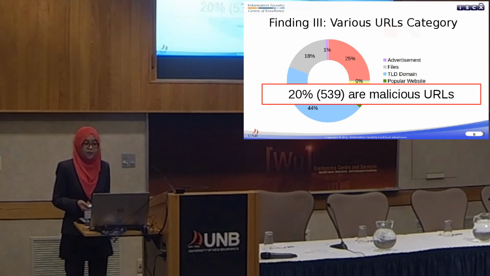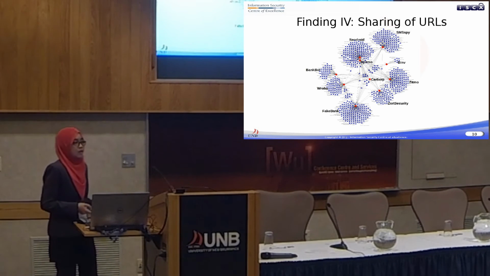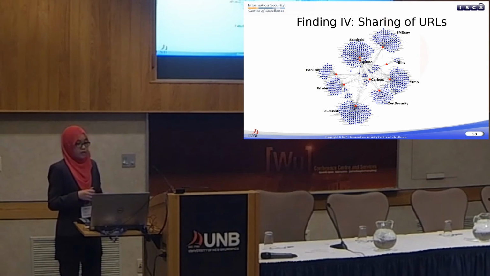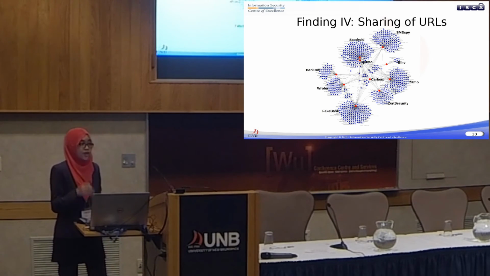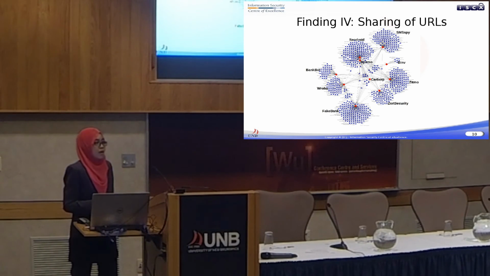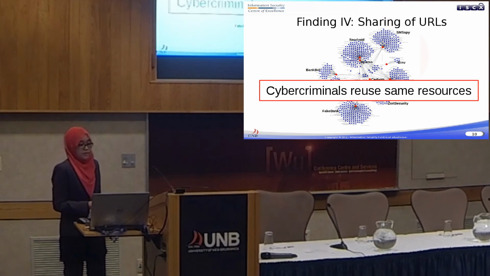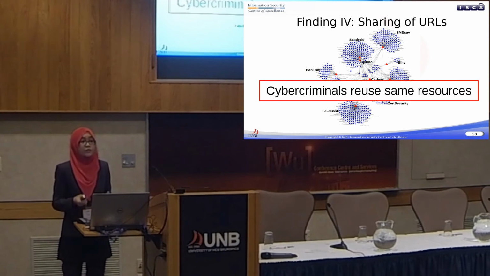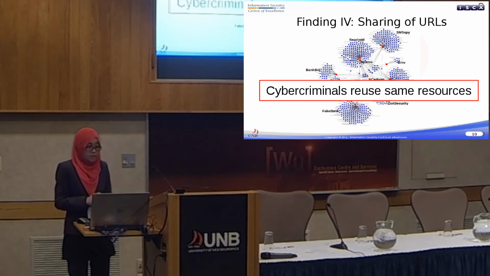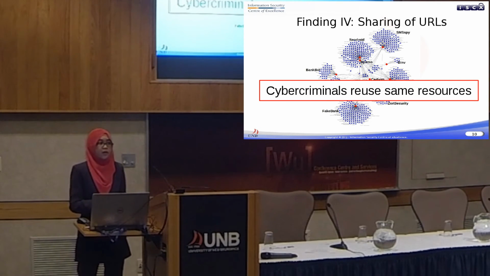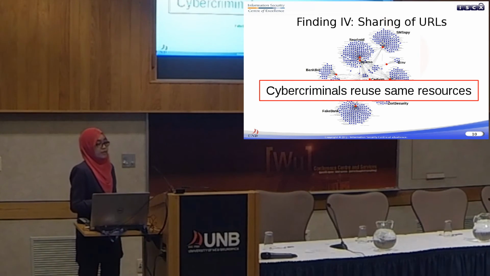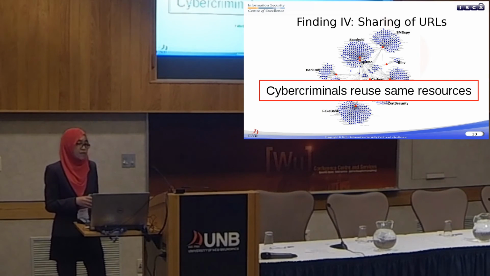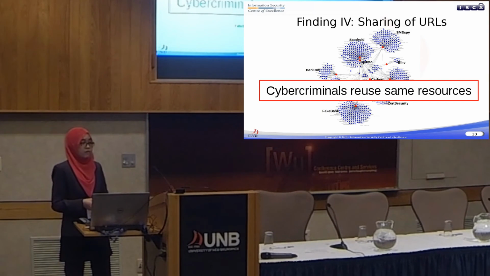When we look deeper into these URLs, we can see the relationship between the families. As you can see here, the families are sharing the same URLs. This again tells us that the cyber criminals are reusing the same resources. So yes, we know that the banking malware has become more sophisticated. It is very well organized, but the cyber criminals are somehow reusing and recycling their resources. Instead of having a new set of URLs, they just make use of the existing ones.